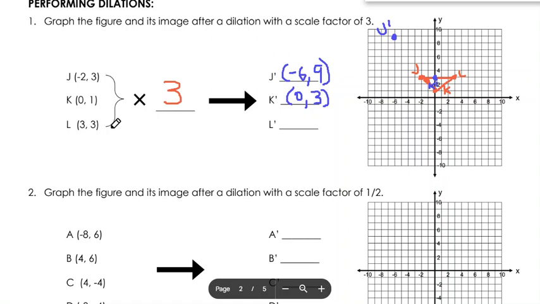All right, my last one says (3, 3). So I multiply both of those by 3. And 3 times 3 is 9. So this would be (9, 9). And that's going to be L prime. So I go over to 9 and then go up to 9. I put my point, and that is L prime. All right, now I just connect my dots and make my shape, and you can see it's the same shape. It's still this triangle. It's just been enlarged. It's 3 times bigger because our scale factor was 3.